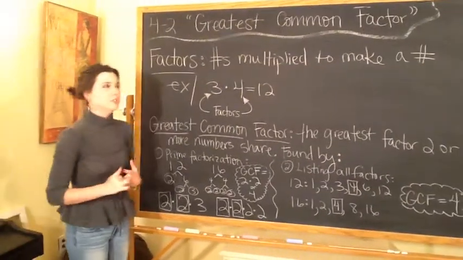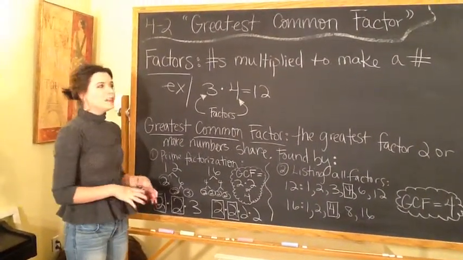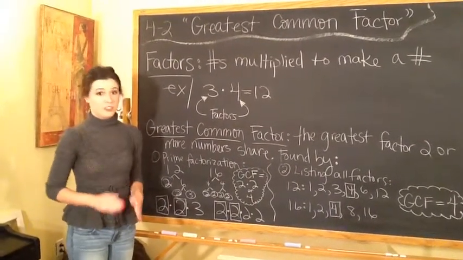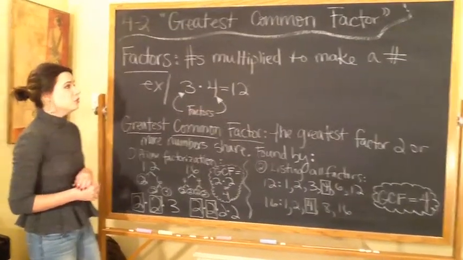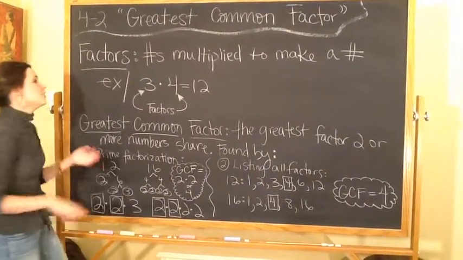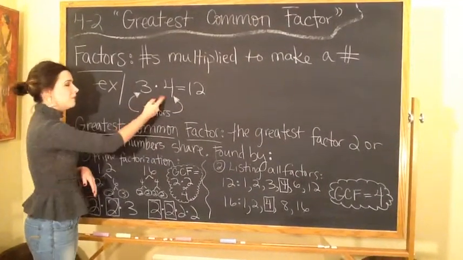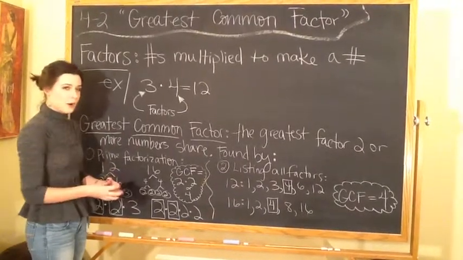Welcome to lesson 4.2. Today we're going to be talking about greatest common factor. Before we can talk about what greatest common factor is, we have to recap what a factor is. Factors are numbers multiplied together to make a number. For example, 3 times 4 equals 12, so 3 and 4 are the factors of 12 because they multiply together to give you 12.